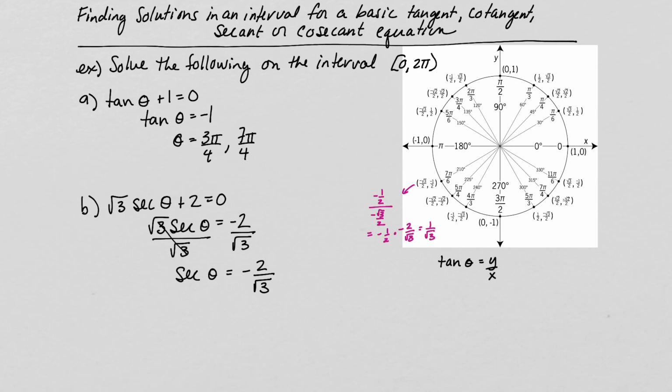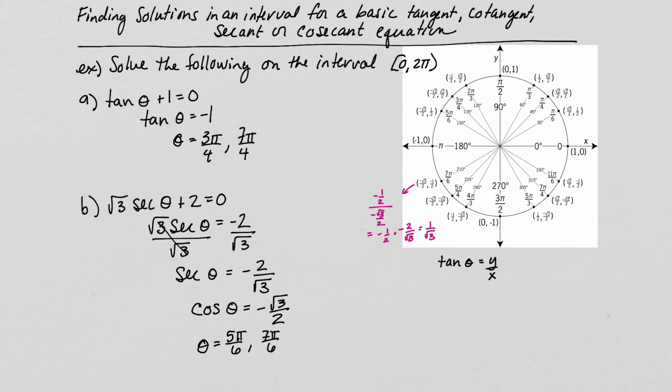And so remember, secant is 1 over the cosine, so we could flip the secant to get the cosine. If the secant of theta is equal to -2 over root 3, that's the same thing as saying that the cosine of theta is equal to minus root 3 over 2. And if you recall, cosine is the x value. So we're looking for where the x value is minus root 3 over 2. The places that happens are here at 5 pi over 6 and down here at 7 pi over 6. So theta is going to be 5 pi over 6 and 7 pi over 6.